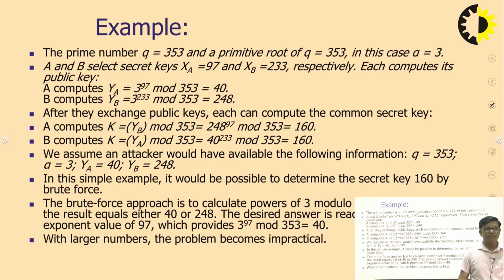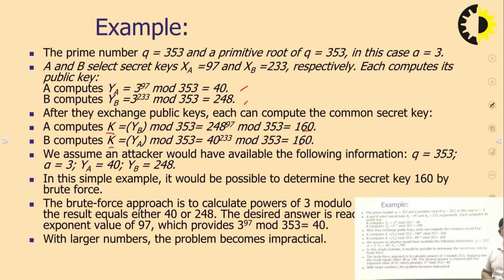Each computes its public key in this way. So A's public key is 40 and B's public key is 248, and these two values are exchanged between the two parties. After exchanging, they are able to generate their keys. Once they generate their keys, the common key can be generated by using the 160 generated by A and the 160 generated by B.